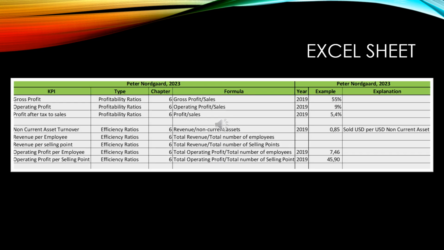Remember that the Excel sheet shows both KPIs, the type of KPI, which chapter that you can read more about the KPI in, the formula, and an accounting example on the year 2019 on the accounting example that is included in the first chapters in the book. I hope this will provide you with help. Make sure that you understand the formulas that you are using, that you use them in the right way.